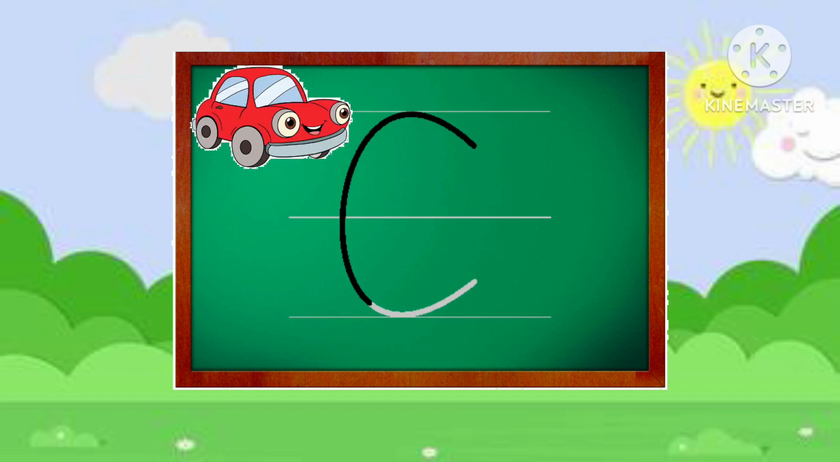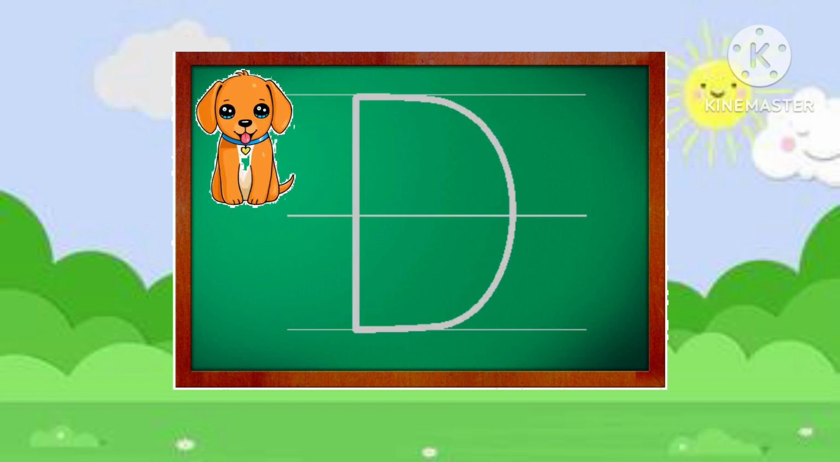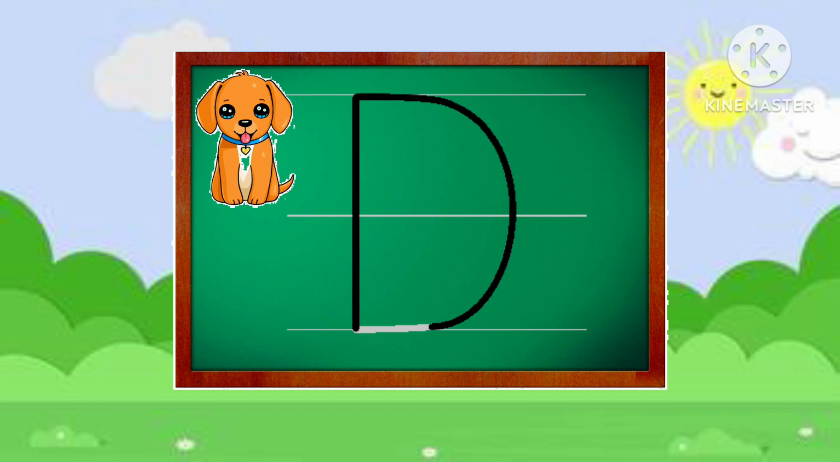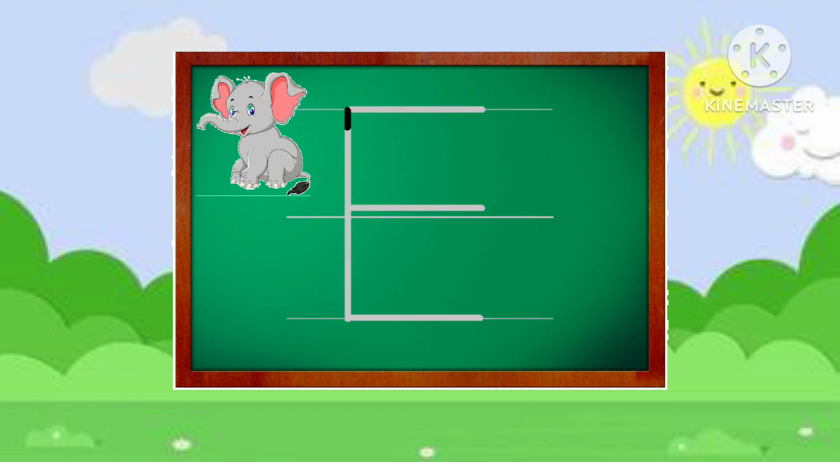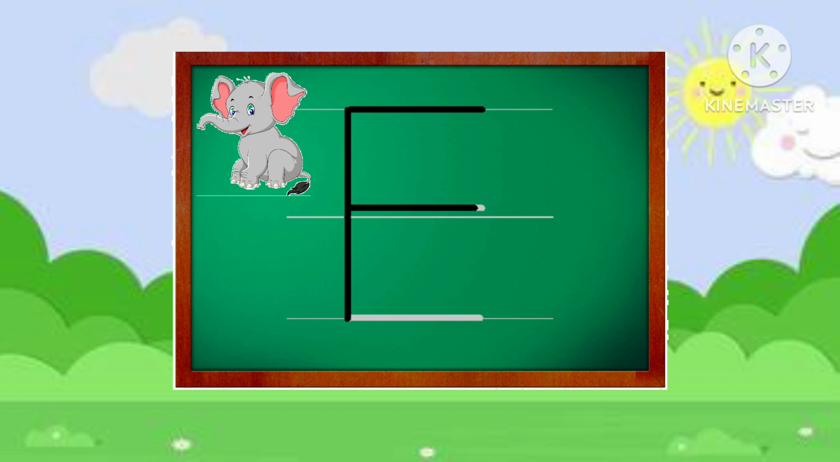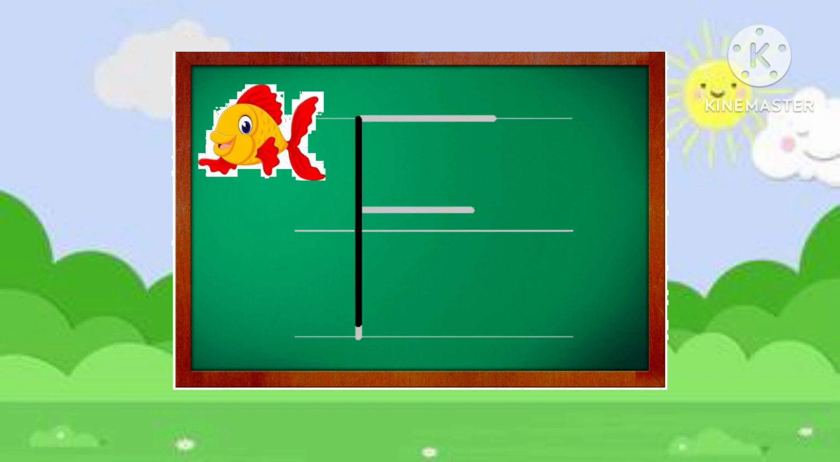C. Curve. C for car. D. Standing line, then curve. It's D. D for dog. E for elephant. Standing line, then at the top slipping line, in the middle slipping line, and at the bottom slipping line. It's E for elephant.